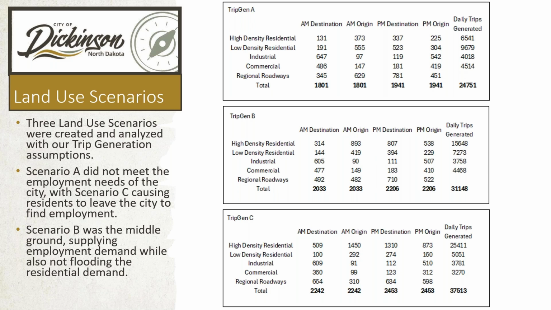So scenario B was the one we ended up going with. You can see the difference in trips generated daily for each scenario. Trip Gen A was right about 25,000. Trip Gen B was 31,000, with Trip Gen C being more like 37,500. Joe and I were comfortable with what scenario B presented, so we moved forward with that scenario.